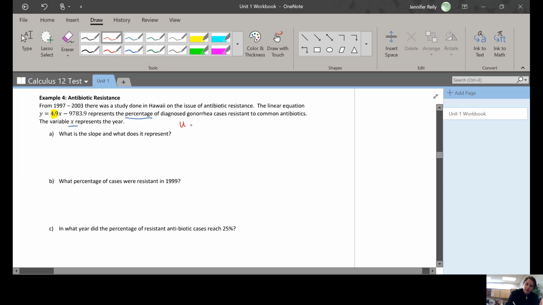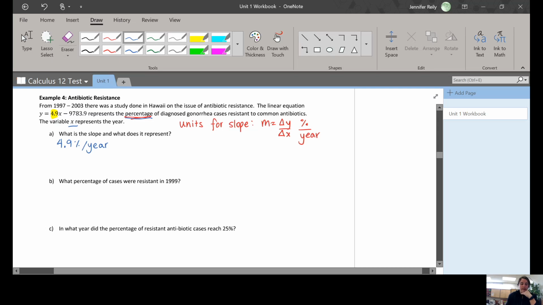So units for slope. Slope is m equals change in y over change in x, right? That's one of the formulas for slope. So to get the units for slope, all you do is take those exact same units. So y for us is a percentage, so it would be percent, and x represents the year. So there are our units, percent per year. So that's the units for our slope. So it's going to be 4.9% per year.